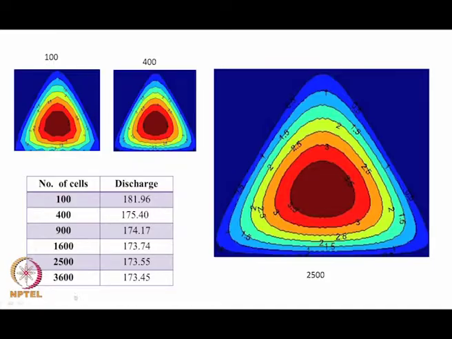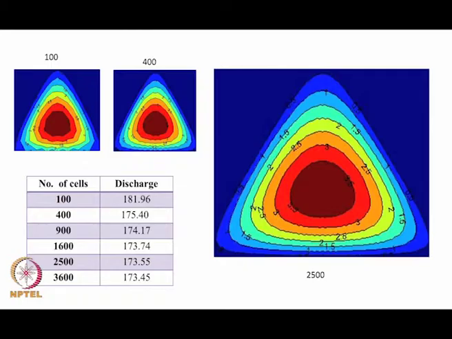same cell dimensions in all cases, the same duct dimensions, but just by increasing the number of cells you can see that it has gone from 182 to 175, 174, 173, 173.7, 173.55, 173.45. It is converging to a value, and that again is a characteristic feature of CFD.